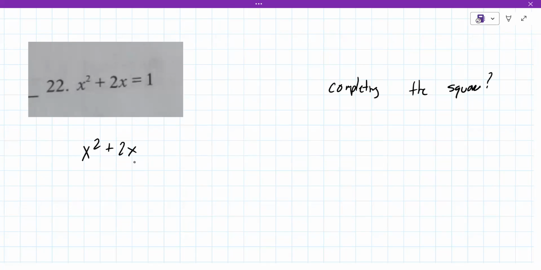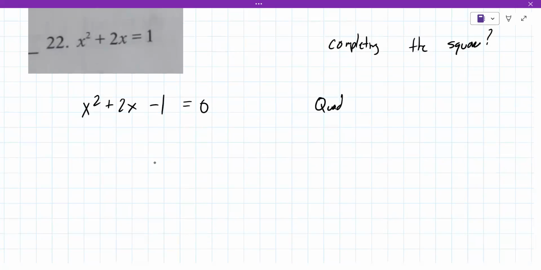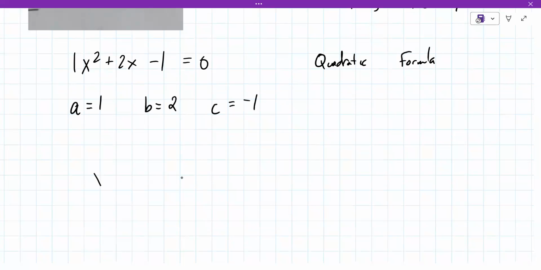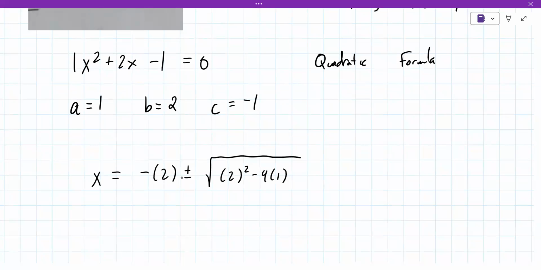So I'm going to first subtract 1 from both sides. And we're going to use the quadratic formula on this. I know you've done that. To do that, you have to identify what's called A, B, and C. A is 1, B is 2, and C is -1. These are the coefficients. All right, so the quadratic formula says it's -2 plus or minus the square root of 2 squared minus 4 times 1 times -1, over 2 times 1.